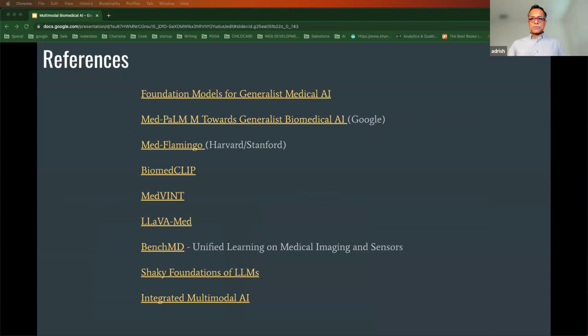So that's pretty much it for the presentation. I described the use cases and also the way the recipe is working for multimodal AI. And lastly, I described some of the ways you could possibly work with your healthcare data. And this is the reference.